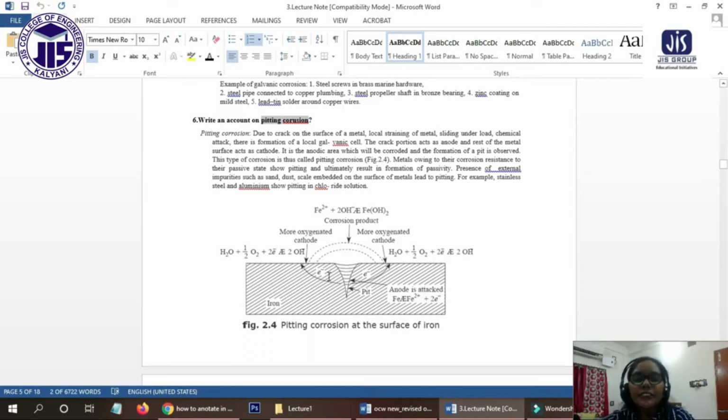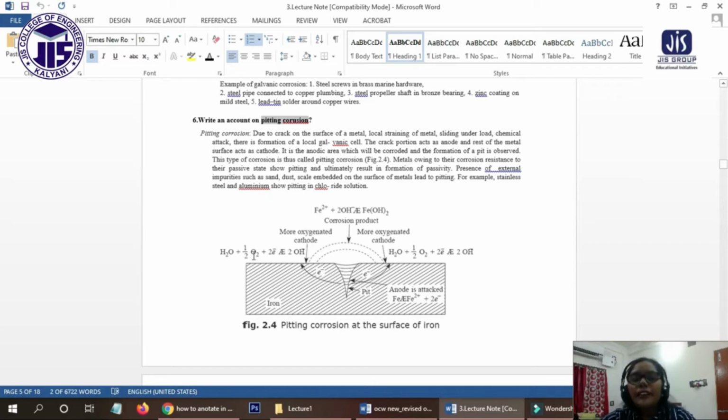Okay, this metal surface we have, this is the water droplet. Below the water droplet, after some time, if the water droplet is stuck here, what will happen? After some time, below this layer, the metal surface will be corroded. So this corrosion is called pitting corrosion.